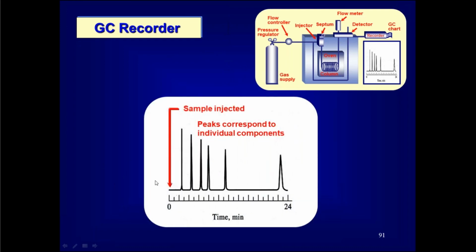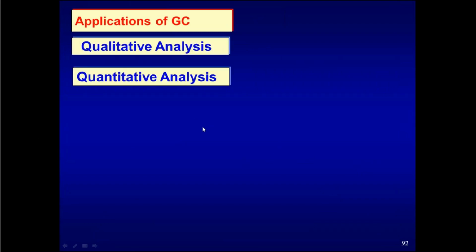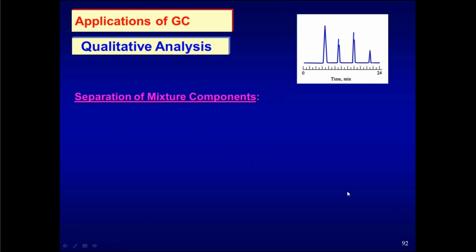So the sample is injected here and you get various peaks. Peaks correspond to individual components. So applications of GC, you could have qualitative analysis or quantitative analysis. See each one of these. Qualitative analysis, it could be done for separation of mixture components. So the components can be separated and you get individual peaks, and these fragments can be collected separately.